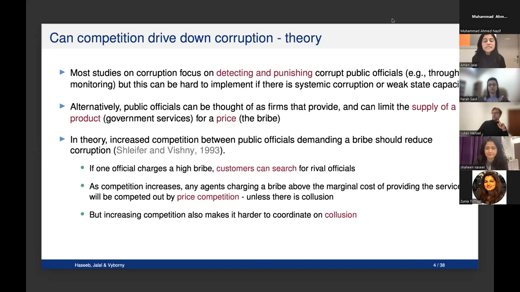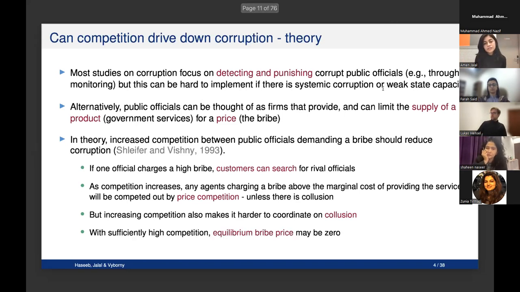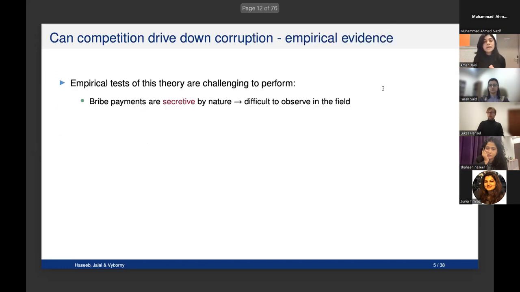I was saying the collusion itself can be very difficult to coordinate once there are a large number of public officials. So once competition increases sufficiently, you can expect that the equilibrium bribe price would be zero. So in theory, competition between public officials can reduce corruption. However, this theory has been difficult to test empirically, because you need a lot of conditions to be able to test it. First of all, you need to be able to measure bribes, but because bribes are secretive by their very nature, it's difficult to capture them when doing field work.